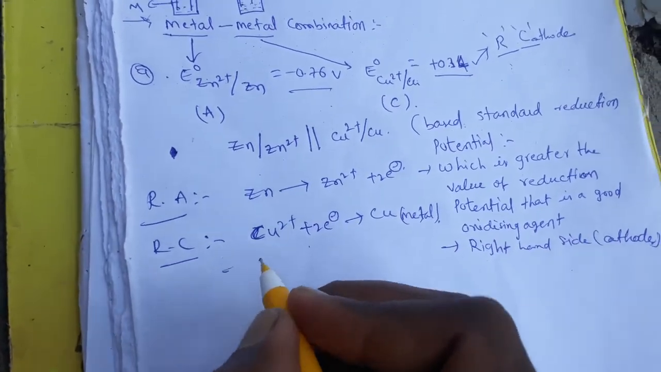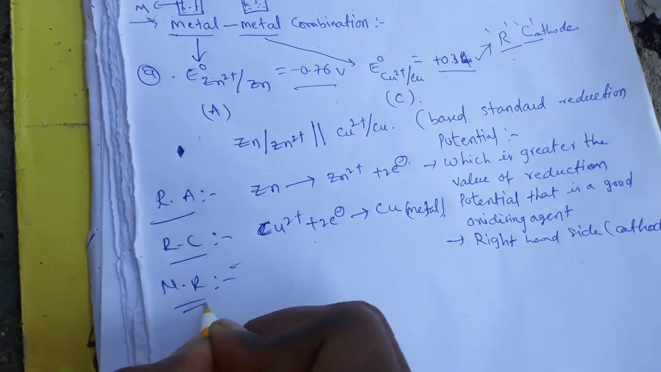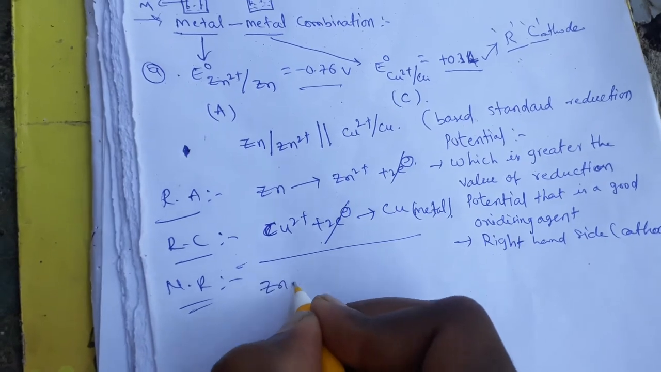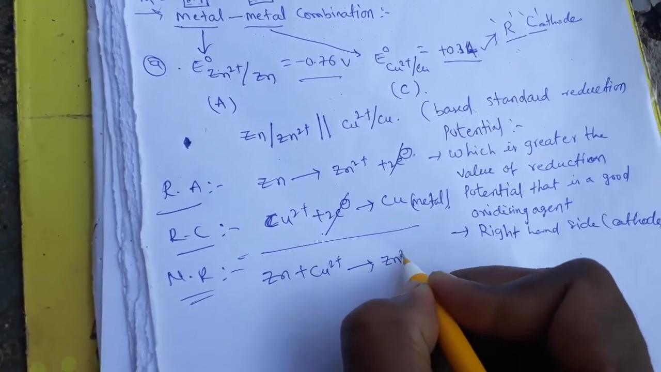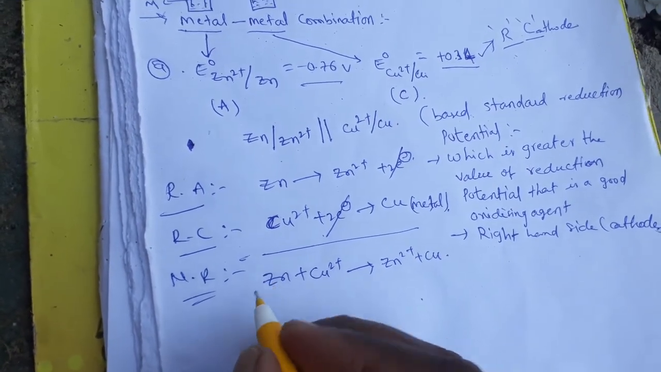Copper metal is deposited. This is the reaction at the cathode. So the net reaction will be, if you cancel these two, zinc plus copper 2+ gives rise to zinc 2+ plus copper. So this here is the E naught cell.